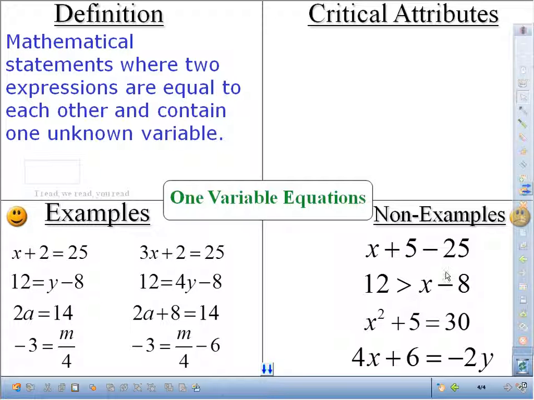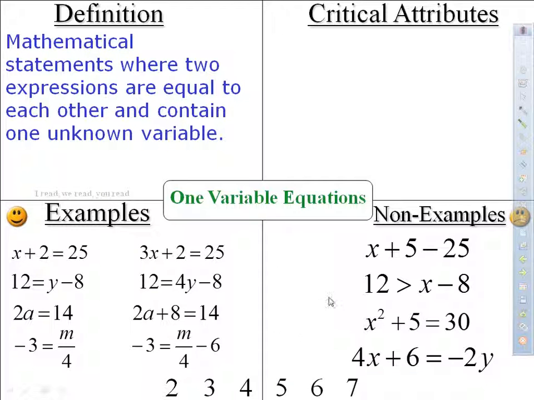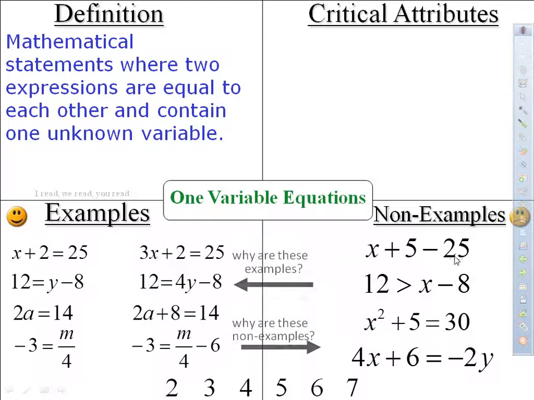So, looking at the non examples, think about it. Think about why these are non examples. Think about it first. Why are these non examples? Okay, talk it over with your neighbor, please. Why are these non examples?